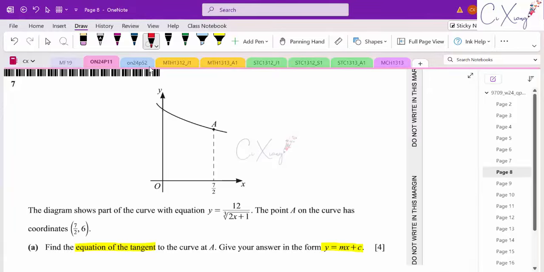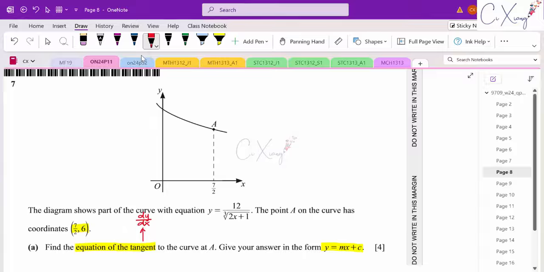Alright, so to find the equation of the tangent, when you see this keyword tangent, it basically means that to form the equation, you need the gradient and also a passing point. So the passing point for this particular line will be the coordinate of A, which is 7/2 and 6. Then to find the gradient, the gradient of the tangent equals dy over dx, and you have to substitute the x coordinate of the particular point that they are interested in. So this is what we should do for this question.